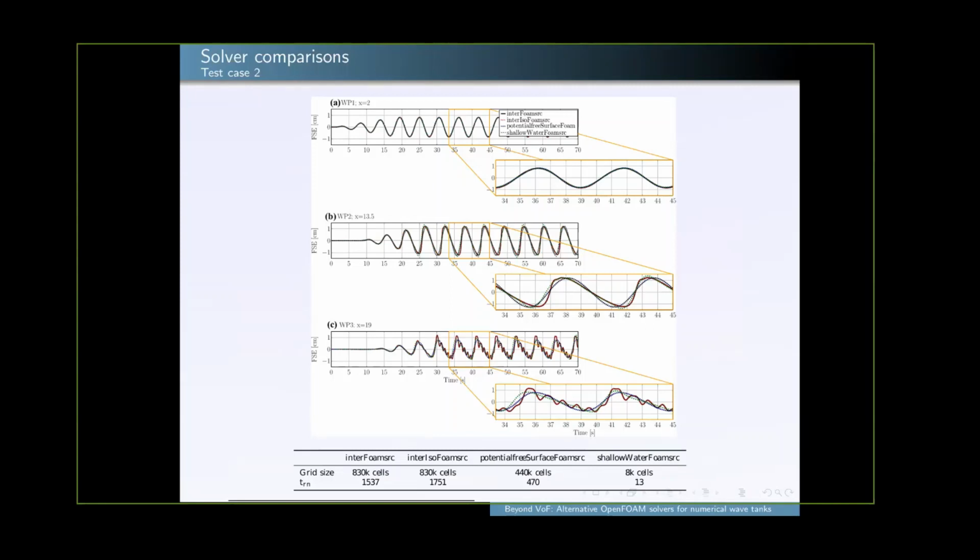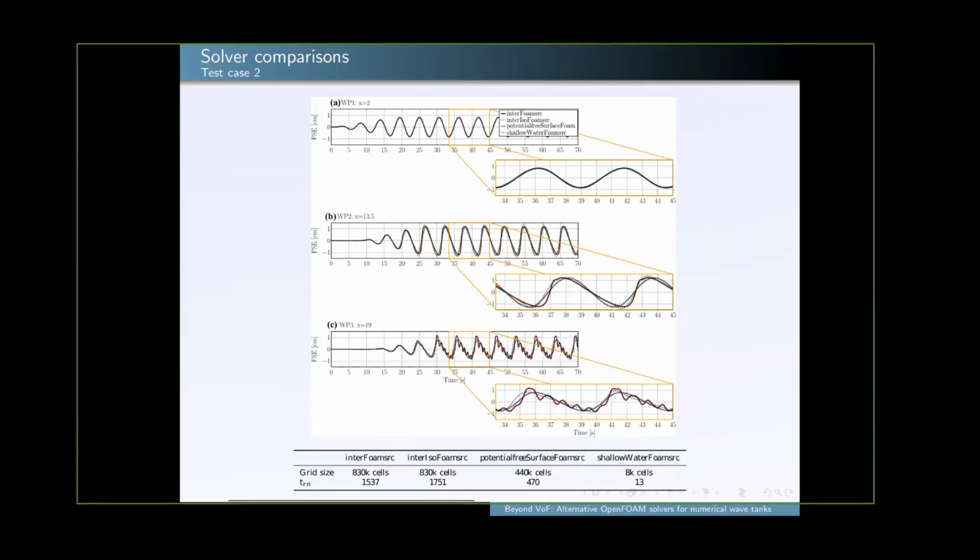At wave probe 2, the middle one, we get to the top of the shoal and you can see some differences. And then on the leeward side of the shoal, you can see that potentialFreeSurfaceFoam and shallowWaterFoam didn't capture these high frequency additions. So it depends on the accuracy you're after, I suppose. They captured the overall trend quite well, but if you're looking for this high resolution, then they didn't do so well.